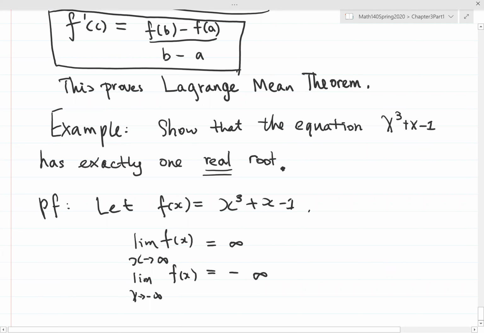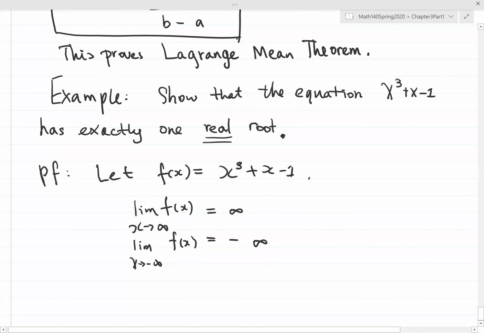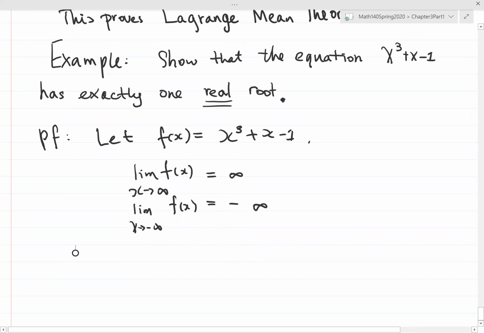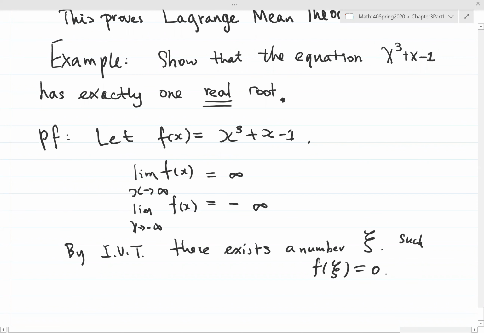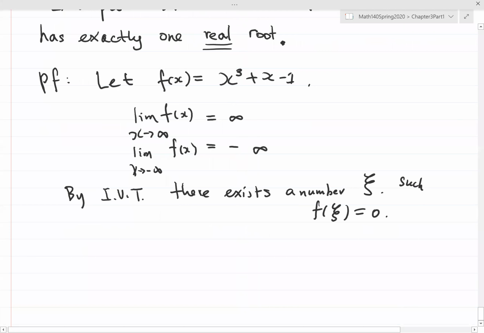So the function value should change from negative to positive. Then by continuity, by the intermediate value theorem, there exists a number c such that f(c) is 0. It changed from negative to positive. This is true for any odd degree polynomial: there is always a real root, from this argument.